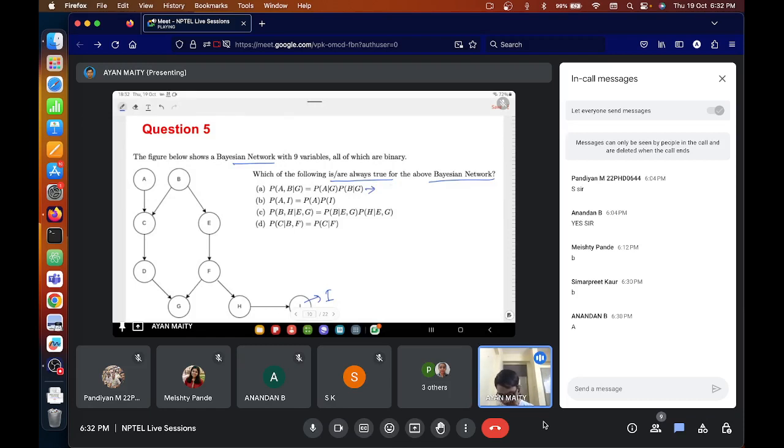So what this basically tries to say is that A and B are conditionally independent given G. This is the symbol for conditional independence between two variables given G. So we have to check using this Bayesian network diagram. This is node A, this is node B, and this node is given here, node G.